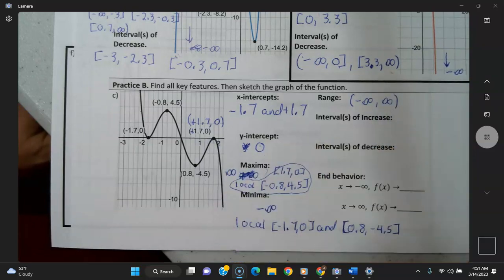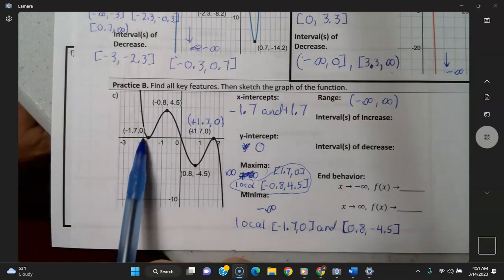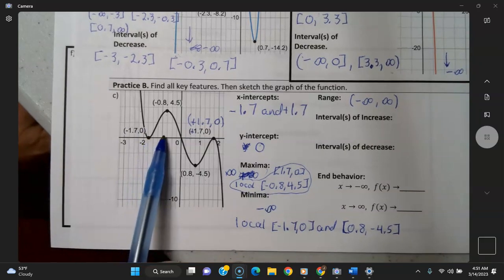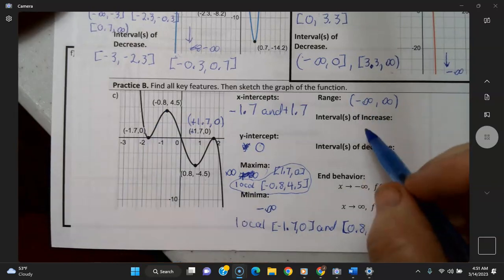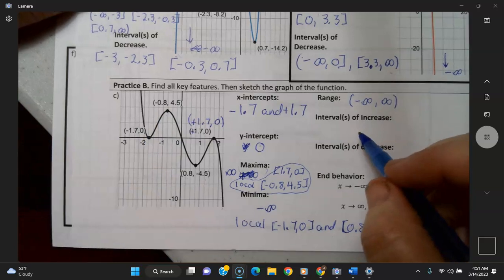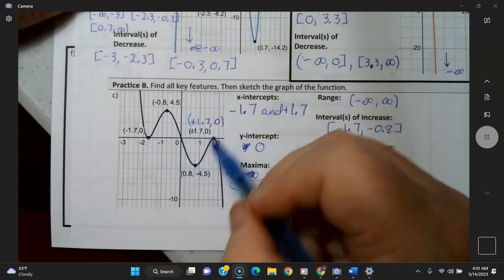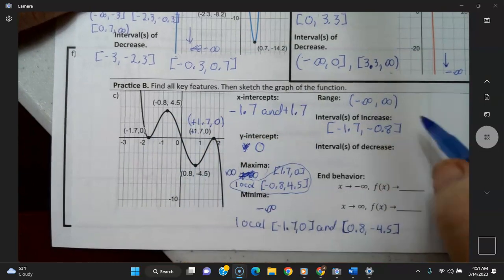Okay, up and down. Intervals of increase. Okay, so these are only x values. Okay, so it's increasing from this point right here, which is negative 1.7, until it gets to this point right here, which is negative 0.8. And it includes both of those points. So it's increasing here. It's also increasing here. On the x-axis, that's 0.8 to 1.7.